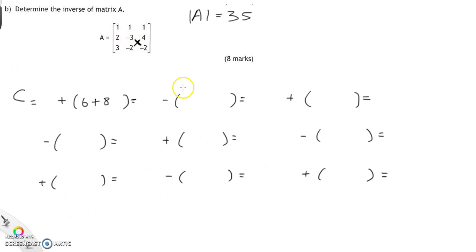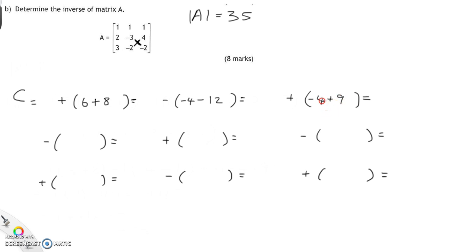So 2 and minus 2 is going to be minus 4, minus 3 times 4 is 12, right? So that's going to be minus 4 minus 12. And then we'll have the last row at the top. 2 times minus 2 is minus 4. Minus 3 times 3 is minus 9. So minus 9 will result in a plus 9.